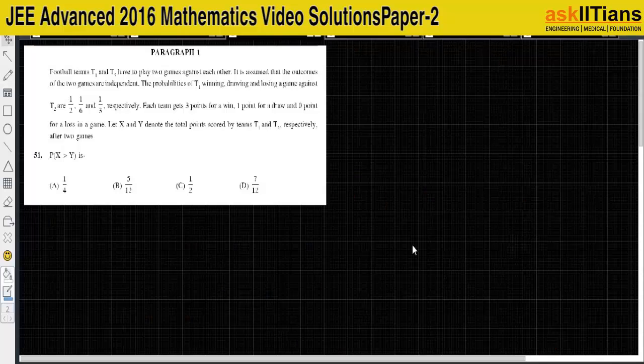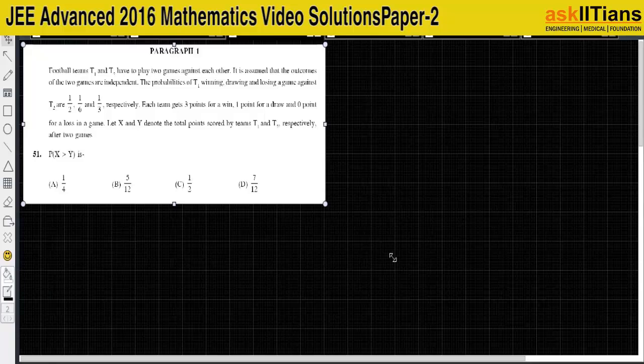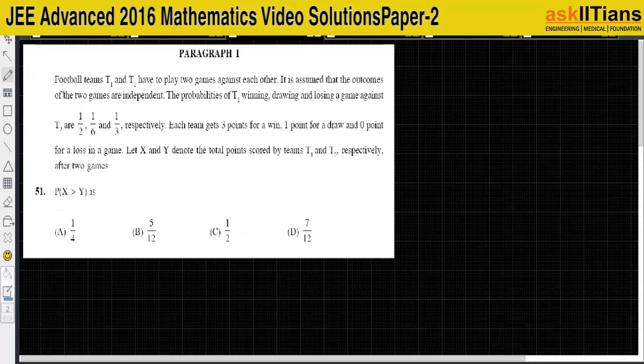Now let's move on to question number 51. This is a paragraph question, so there are two questions in this paragraph, and these questions are from probability. If you can read this paragraph, I'll read it once again. Football teams T1 and T2 have to play two games against each other. So T1 and T2 are playing games against each other.